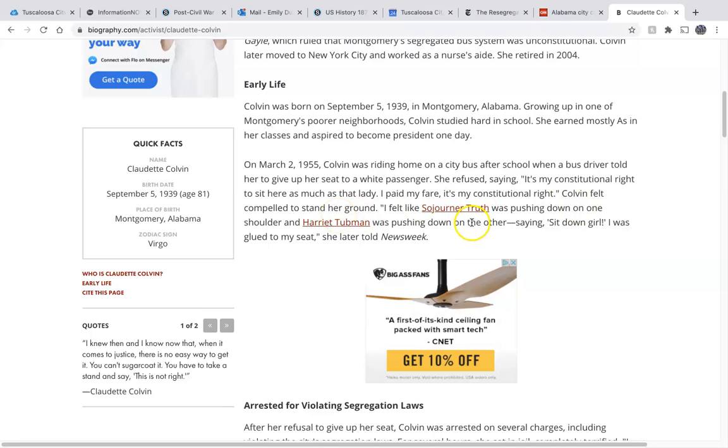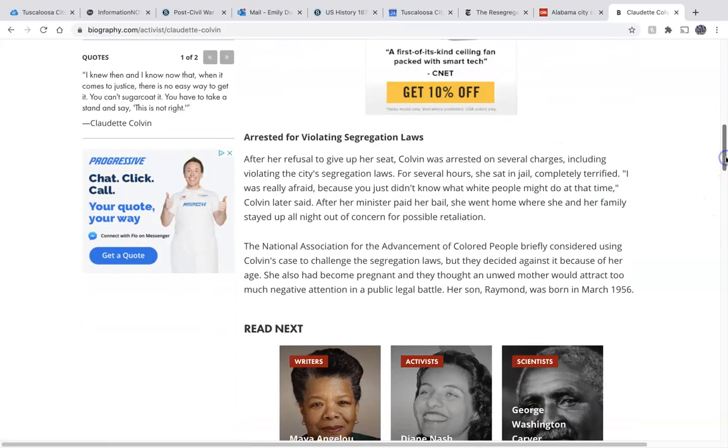She said, "I felt like Sojourner Truth was pushing down on one shoulder and Harriet Tubman was pushing down on the other, saying, 'Sit down, girl.' I was glued to my seat," she later told Newsweek. She was later arrested for violating segregation laws, and for several hours she sat in jail completely terrified. She said, "I was really afraid because you just didn't know what white people might do at that time."